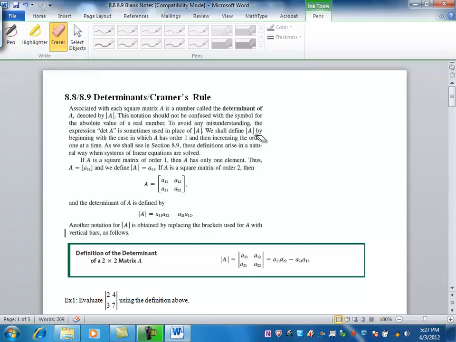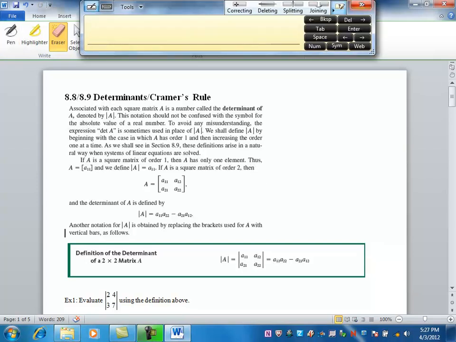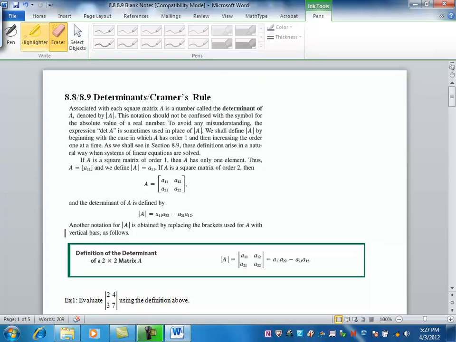We shall define the determinant of A by beginning with the case in which A has order 1 and then increasing the order one at a time. We shall see in section 8.9 these definitions arise in a natural way when systems of linear equations are solved. Now, if A is a square matrix of order 1, then A has only one element. And so what they're saying here is, if we've got a matrix that just has one element, well, that determinant is its element, which probably comes as no surprise.